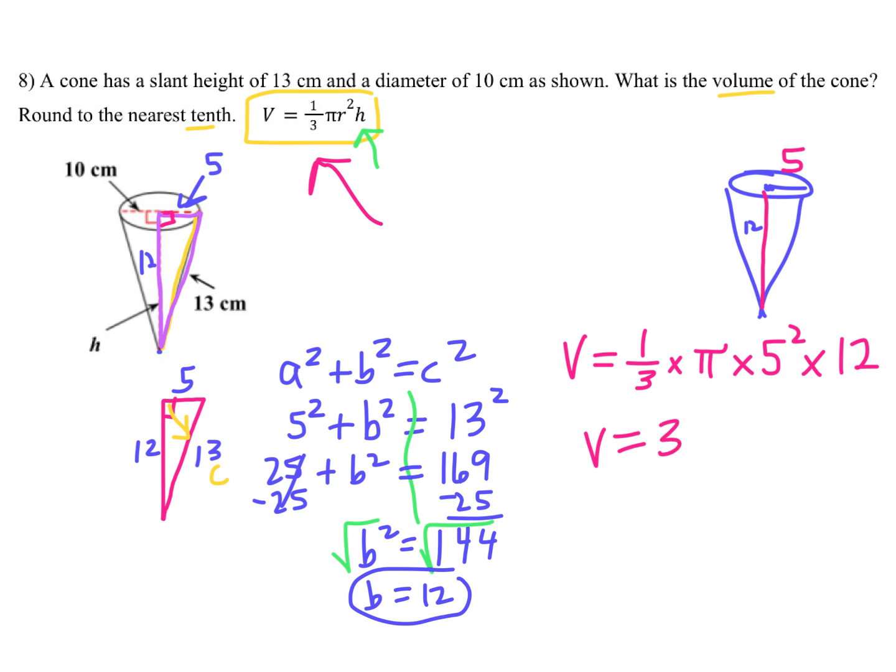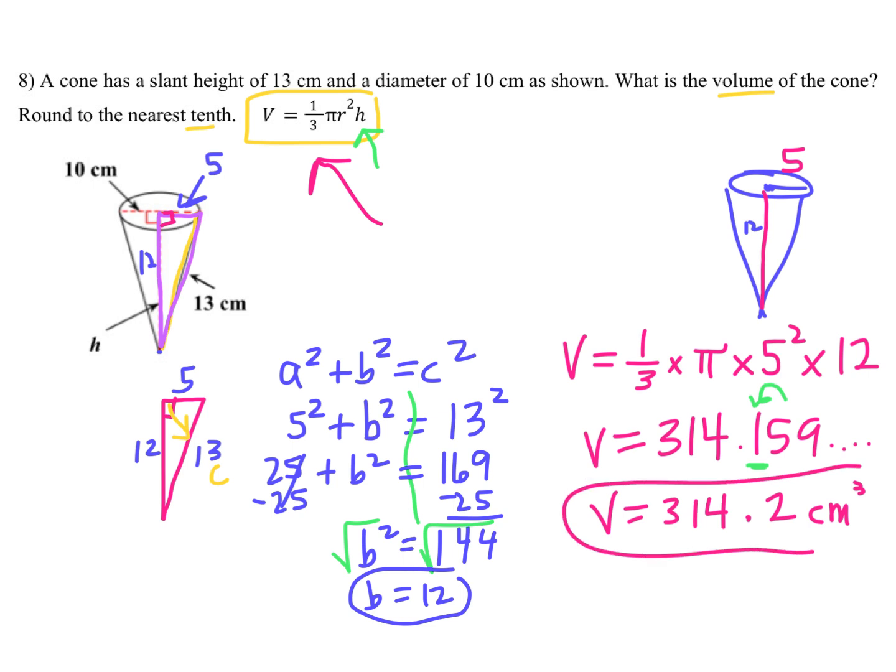And that is 314.159 dot dot dot. And then it says round to the nearest 10th place. So just as a reminder, that's one position past the decimal. So I look behind it. If the number behind it is 5 or greater, that rounds up. So we get 314.2 centimeters cubed for our volume.